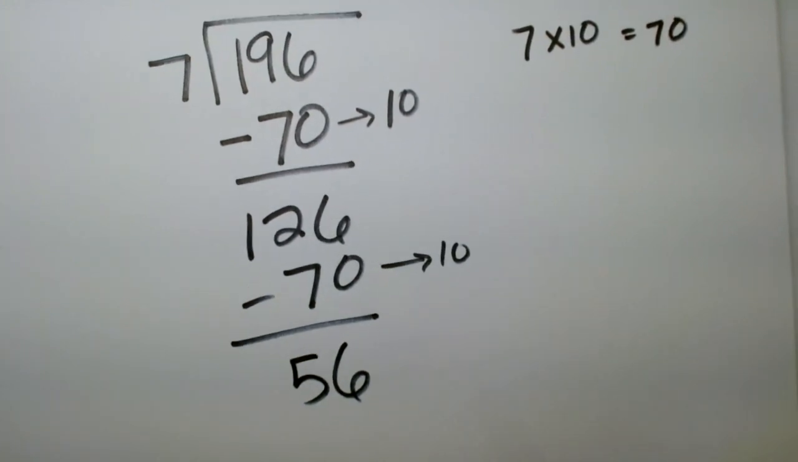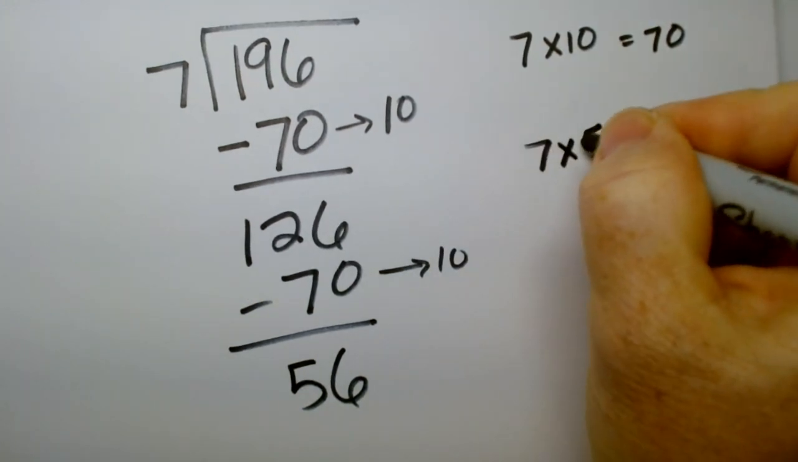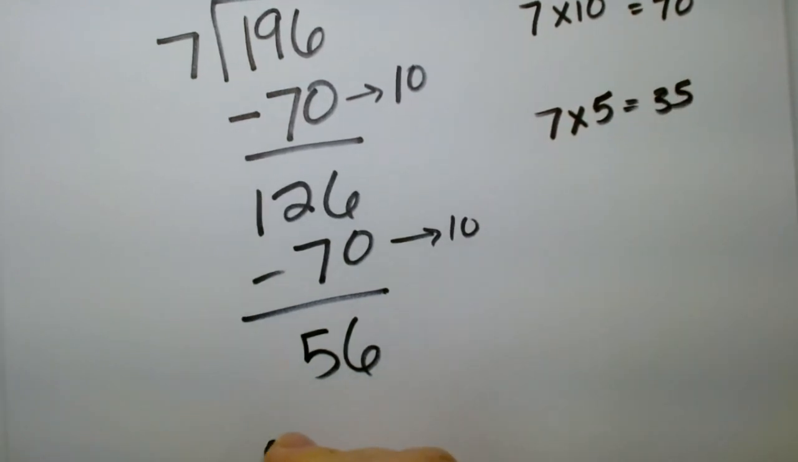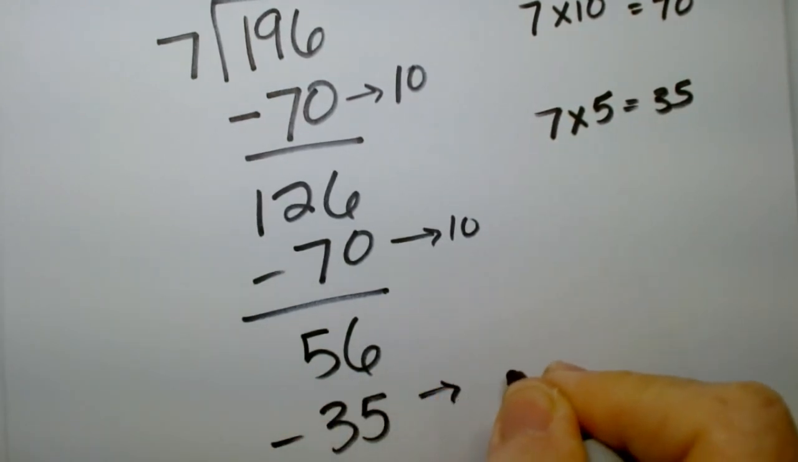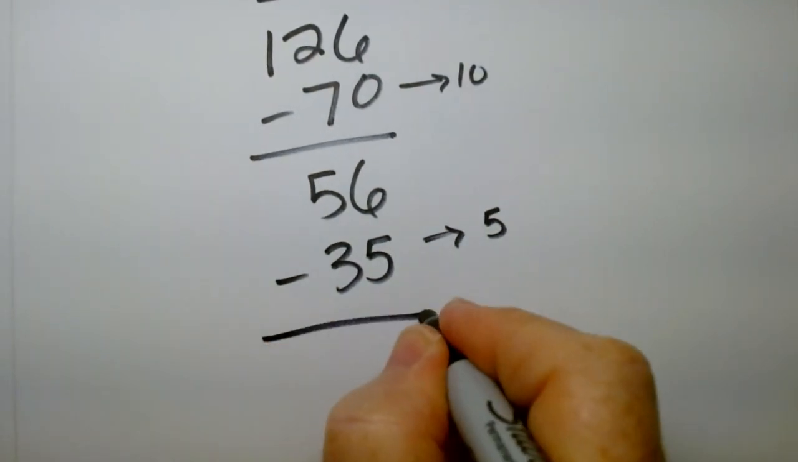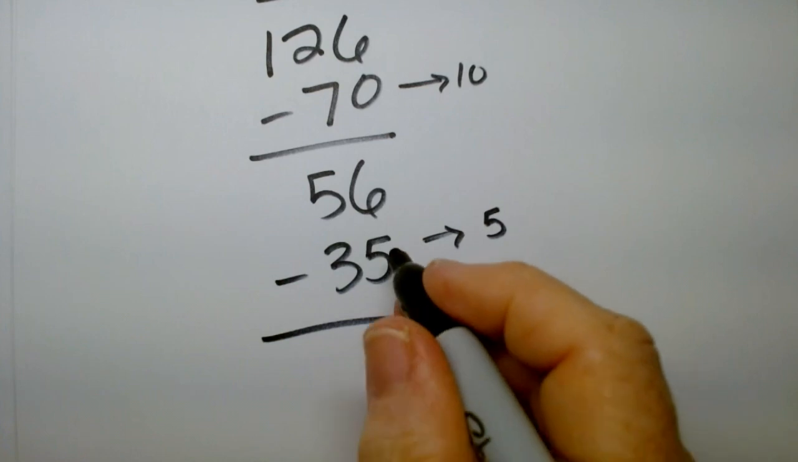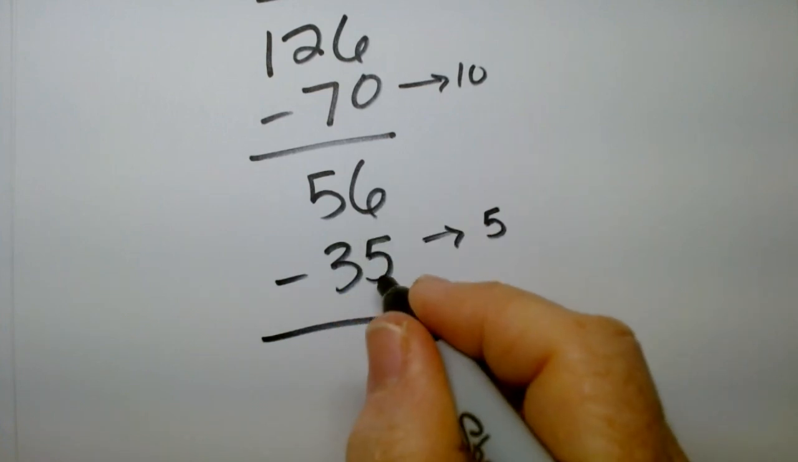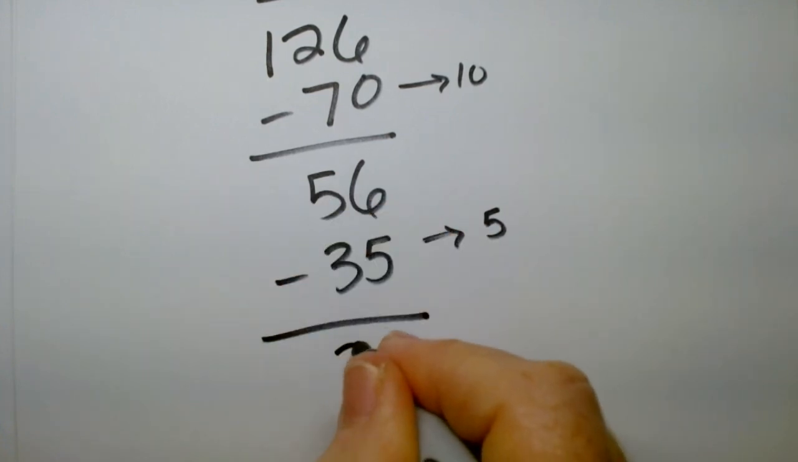So I'm going to say another easy number for me is 7 times 5. That's 35. So I'm going to say minus 35. I'm going to keep track over here of what I've got. There's a 5, and then I'm going to say, what do I have? Now I actually have to do some subtraction. 5 from 6 is 1. 3 from 5 is 2.